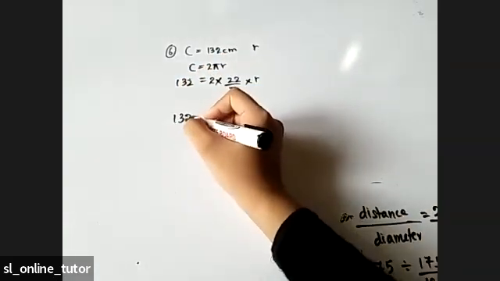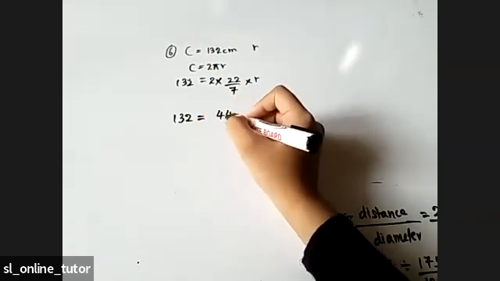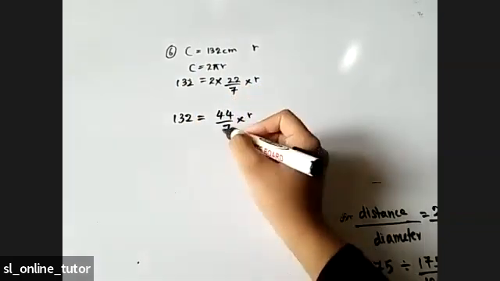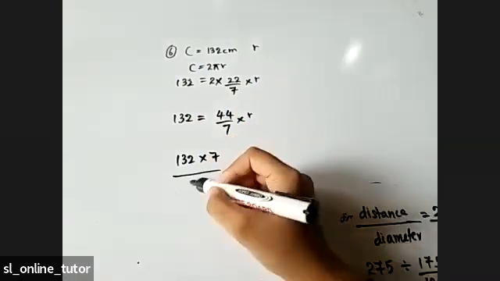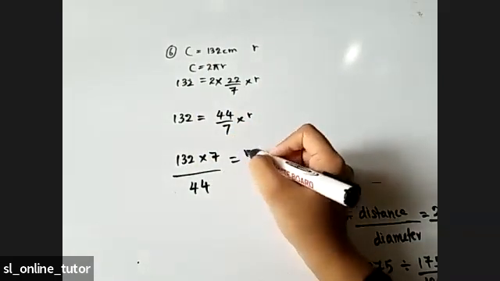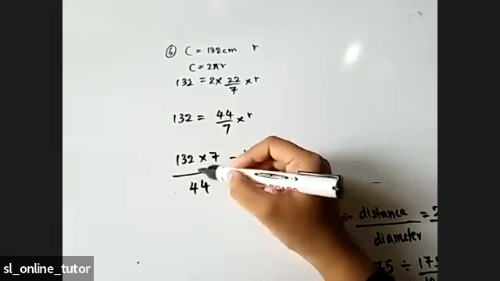We can just multiply 44 upon 7 into r. Now the denominator becomes the numerator, and the numerator becomes the denominator. This is equal to r. Can you understand? Now you are getting this.